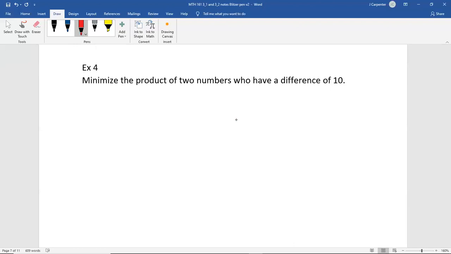So we want to minimize the product of two numbers. So let's just say the product equals some number times some other number, maybe some x times y. So what I'm doing is I'm saying x here is the first number, and y here is the second number. Remember back in chapter 1, I said to use your words to label things accurately. Don't just write the product as x times y. Write what x and y represent. And we want this product to be as small as possible.